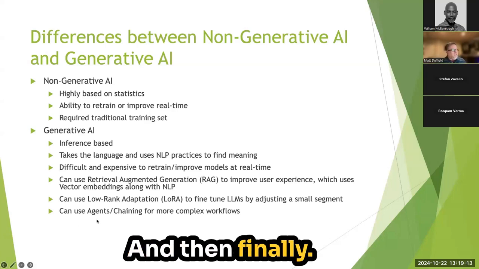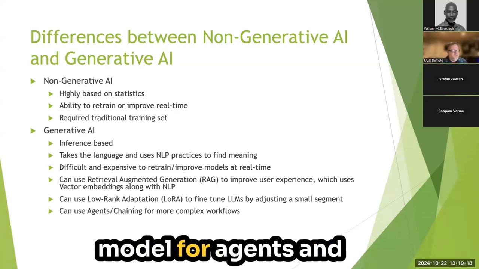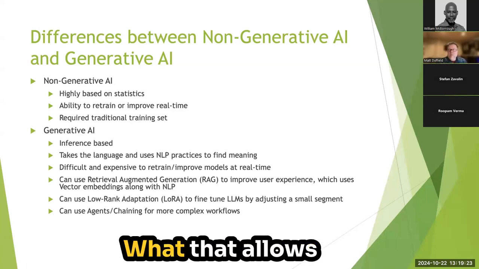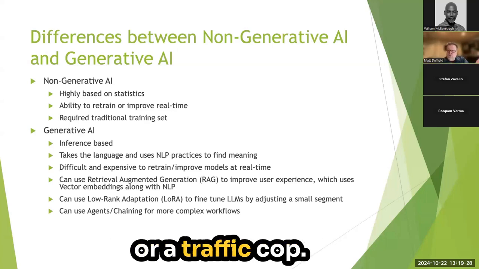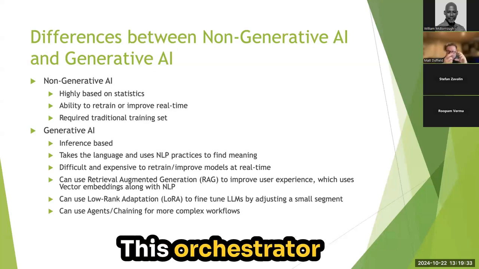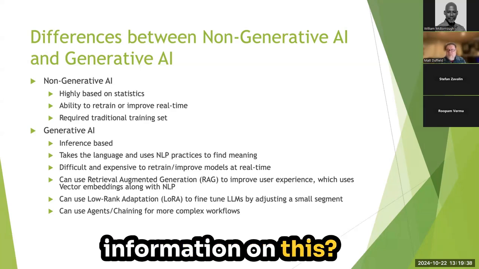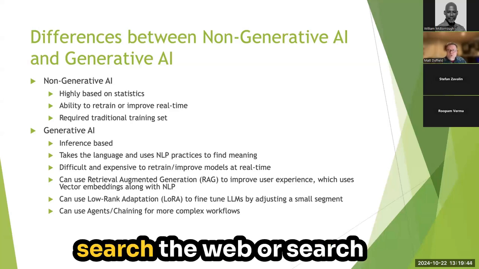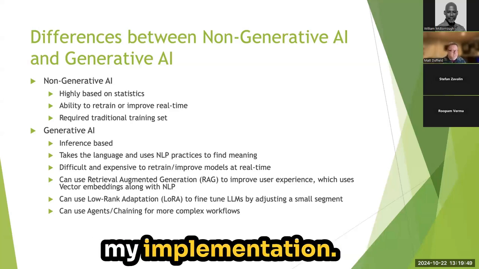And then finally, they use something called agents, and this typically is outside of the large language model, for agents and chaining. LangChain is probably the most popular one out there. What that allows you to do is basically have what we would call an orchestrator or a traffic cop. When you first enter your query or your prompt, this orchestrator will look and say, hey, does the large language model have enough training information on this? If not, I'm going to tell it to go and ask Google or search the web or search any other content that I've made available through my implementation.